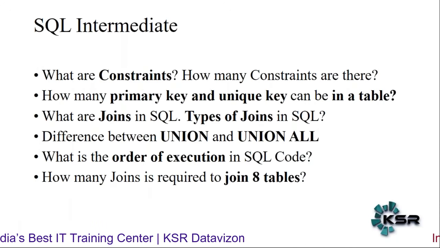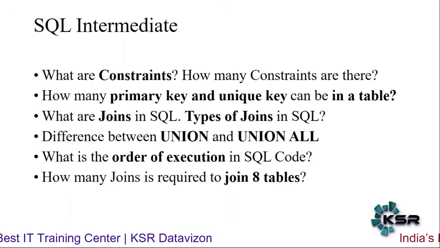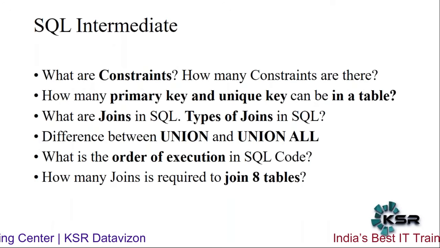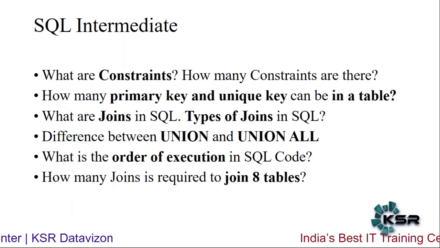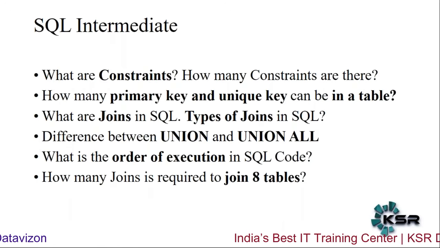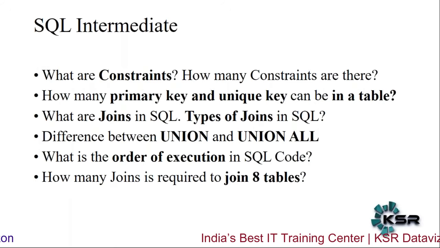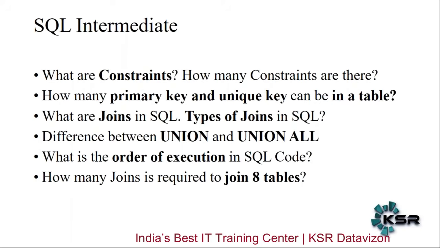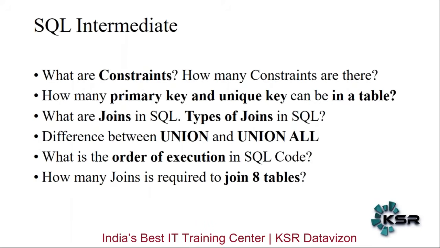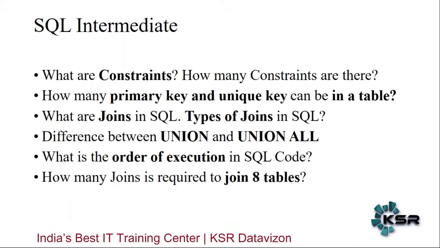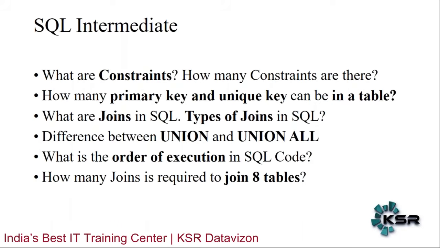Now the next question that will be asked is how many primary keys and foreign keys can be in a table. You can have as many unique keys as you want in a table, but there can be only one primary key in a table, and that primary key can be a single column or a combination of two columns. That is up to us. It can also be called a composite key, but remember one thing, there can be only one primary key in a table. But you can have n number of foreign keys, and n number of unique keys. So remember this point, this is very important.